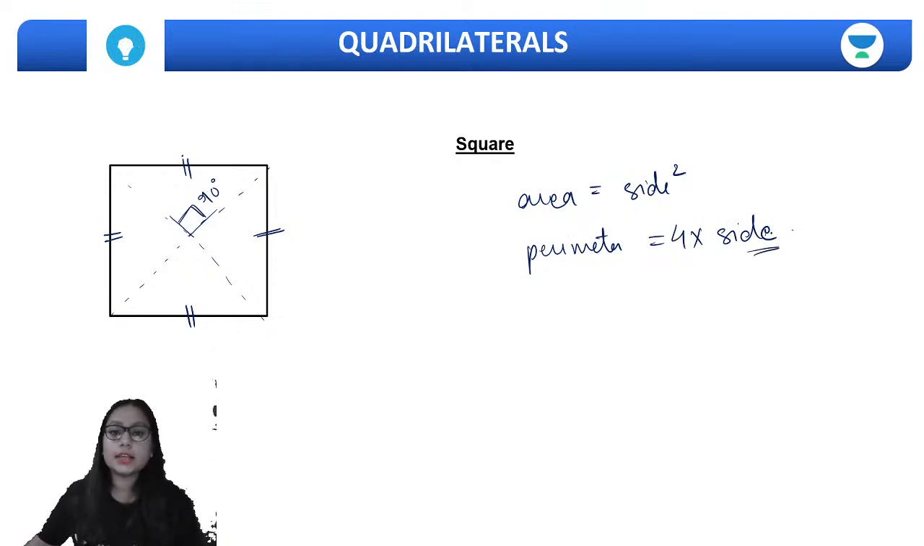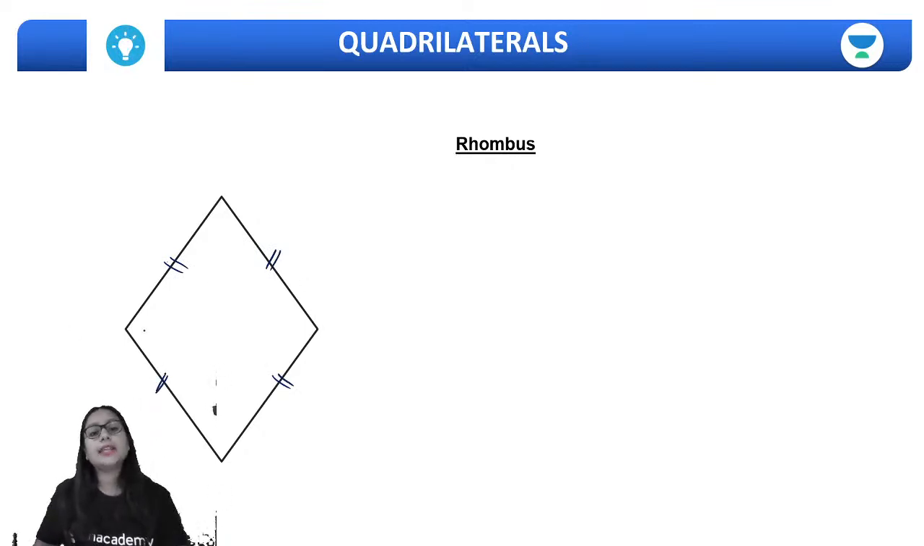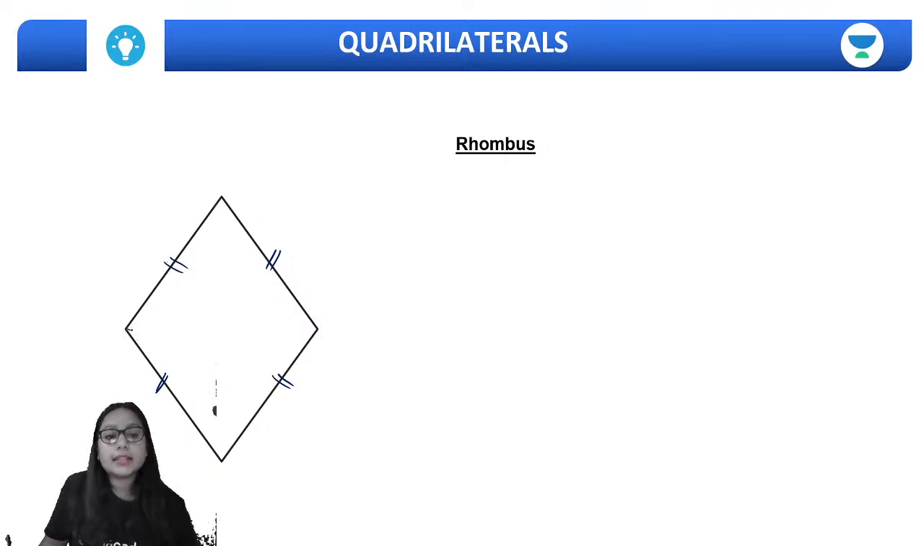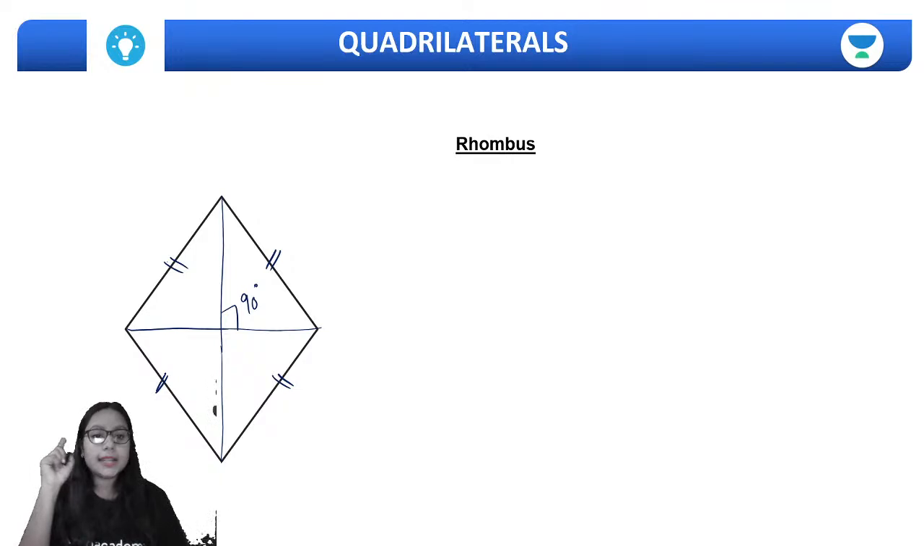Alright, I hope this is clear now. Let's see the properties of a rhombus. In a rhombus, all the sides are equal. A rhombus is a parallelogram with all the sides equal. The added property is that the diagonals are at 90 degrees with each other. So if this is one diagonal and this is another diagonal, then this angle formed is equal to 90 degrees. In a parallelogram, the diagonals are not at 90 degrees with each other, but in a rhombus, the diagonals are at 90 degrees with each other.